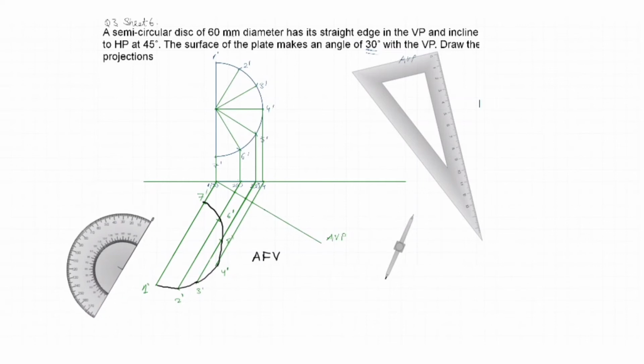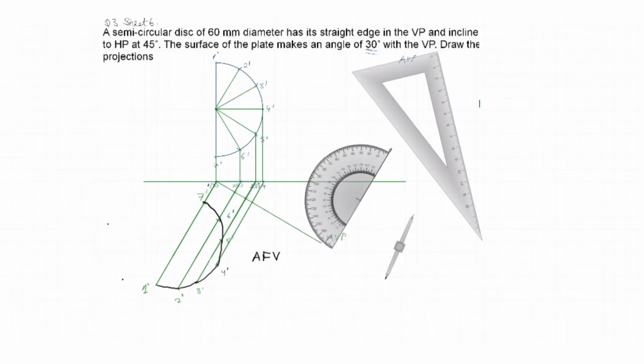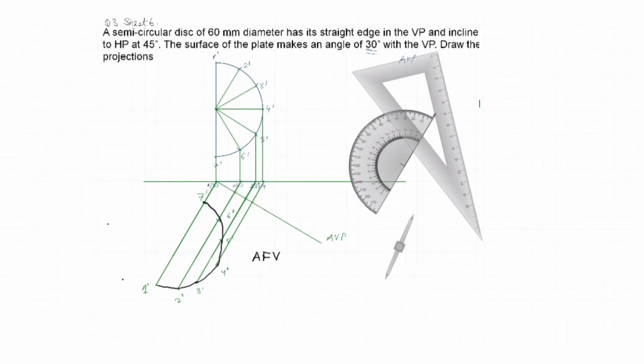Okay, so this is the point. For example, I'm making the angle here, and this is the 45 degree point. So I will join this. So this represents the auxiliary inclined plane. Then we will draw the projectors from all these points, which will be perpendicular to this plane.